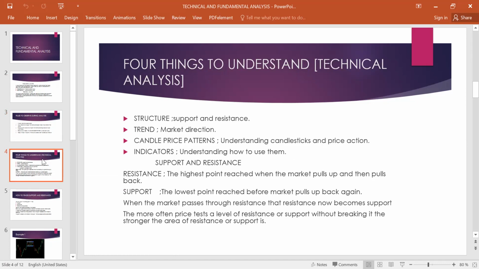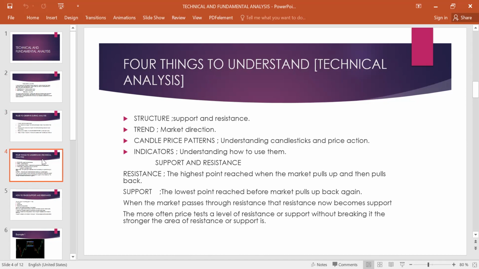So today, just like I said, we are looking at technical analysis. To begin, there are 4 things you need to understand when it comes to technical analysis. Once you understand these, you'll find it so easy doing your analysis on the charts. The first thing is the structure. The structure is basically the support and resistance. And then there's the trend. The trend is the market direction.